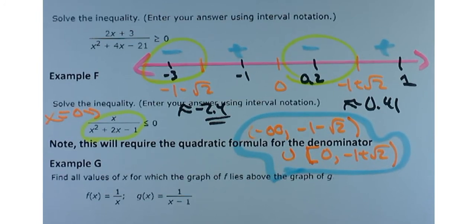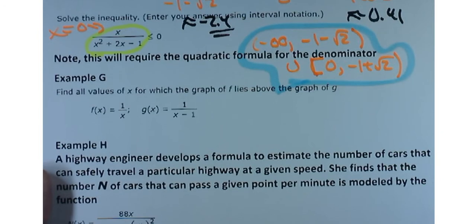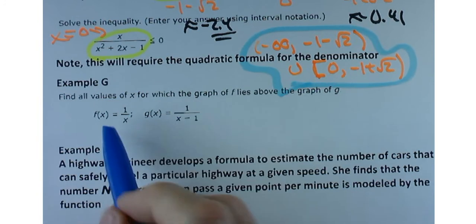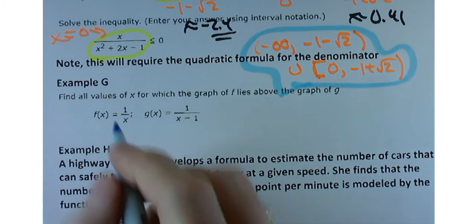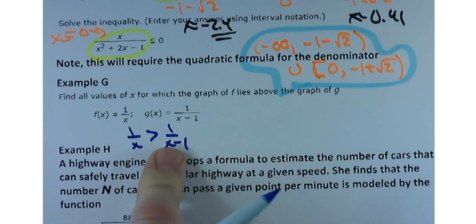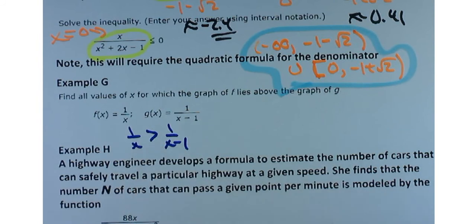Okay. Two more. And the last one will be a little bit easier. This one is one that I chose because it's in your homework and it illustrates something that you have to take care of when you're working with these kinds of problems. And that is, we want to know where f of x is greater than g of x. So that means 1 over x is greater than 1 over x minus 1. We can't start plugging away at this thing right now.